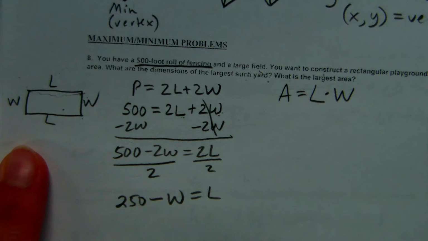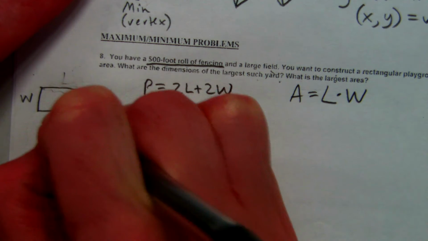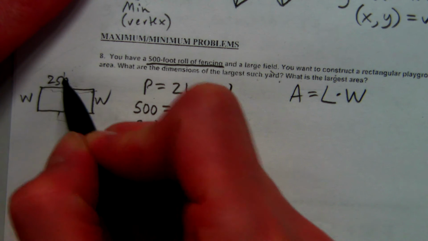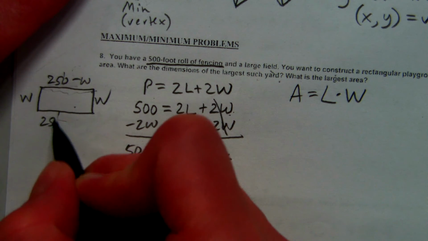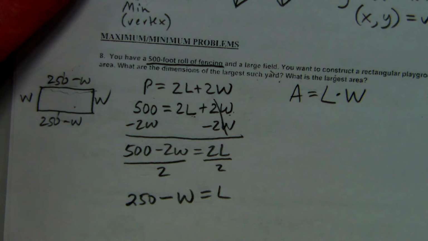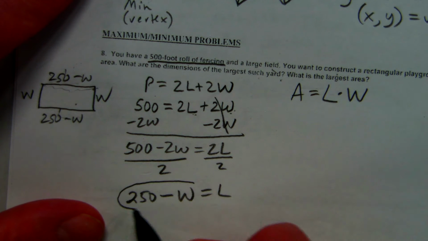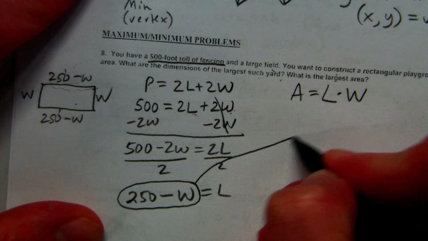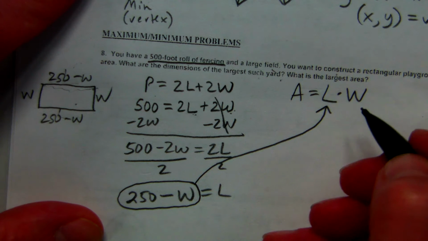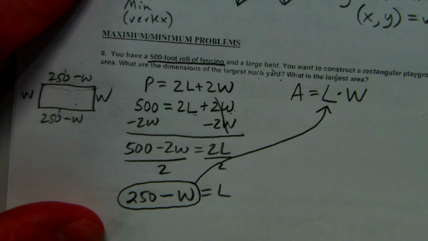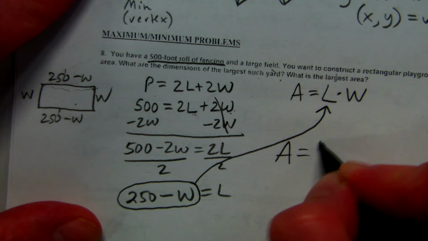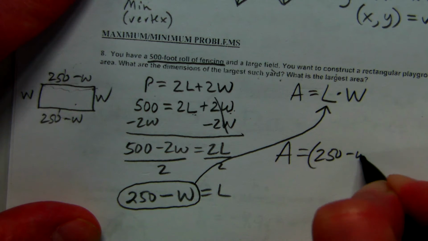So on our picture, instead of the L's, we can go back and write 250 minus W, just to help us figure out what's happening. Or you could draw a new picture, but that just helps my brain understand what's going on. So why did we solve for L? We're going to take all of this and substitute it for L on the area formula, because it's the area that we want to maximize. So where the L was, I'm going to put in 250 minus W.